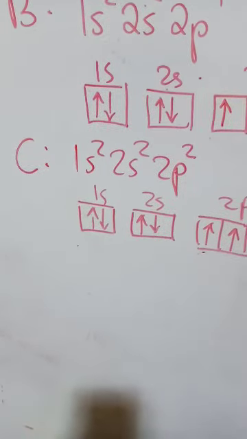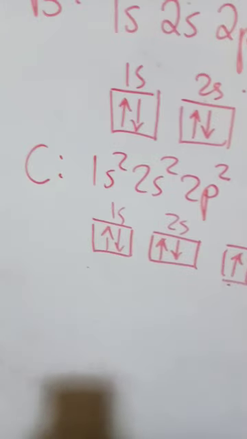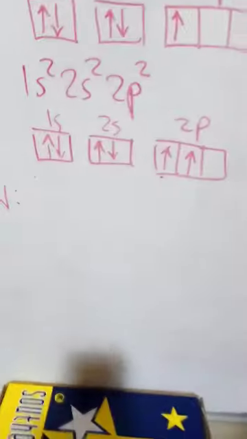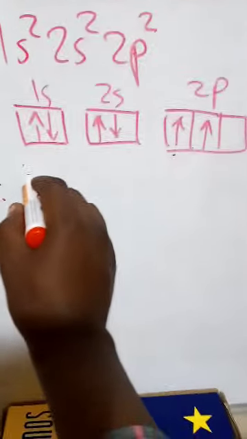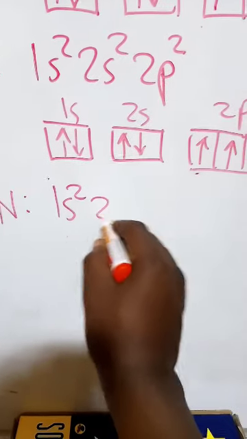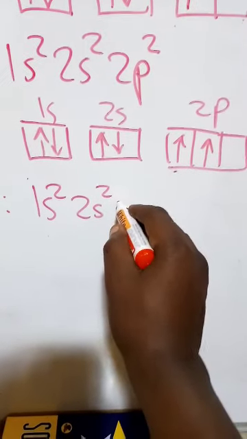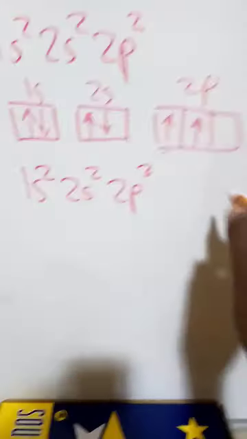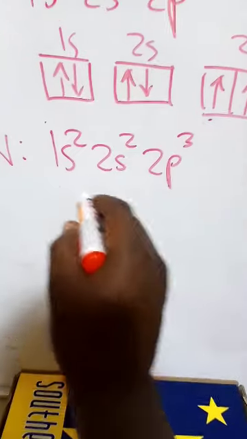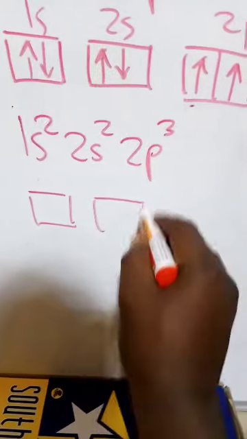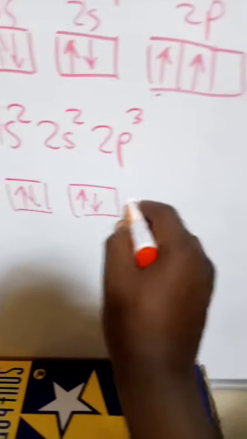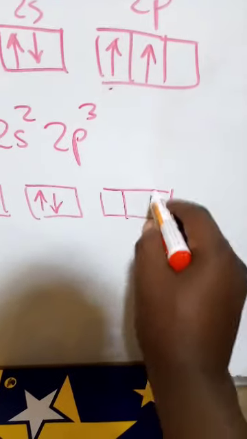Then from carbon we go to the next element, which has 7, that is nitrogen. The electron configuration for nitrogen will be 1s2, then 2s2, then 2p3. It means now the other orbital is filled up in the 2p orbital. So this is the 2s, then the 2p.